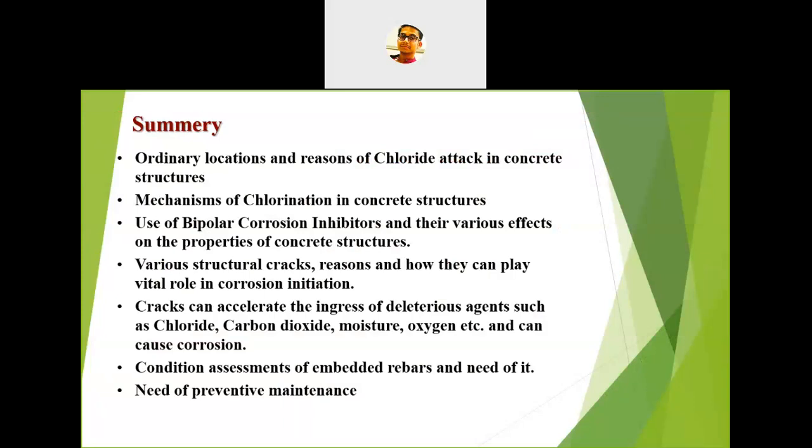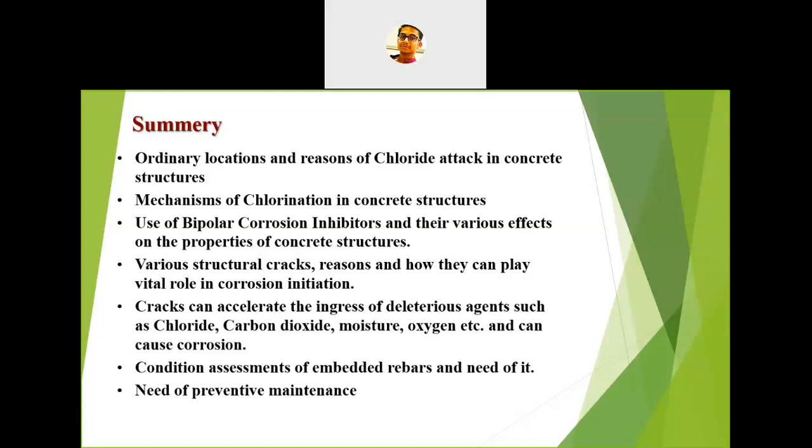After that we saw the mechanisms, how the reaction happens in the concrete system when chloride ingresses the concrete. The higher the concentration of chloride, the greater the chance of corrosion. We later saw the use of bipolar corrosion inhibitors to protect against corrosion, and the various effects on the properties of concrete after using them.